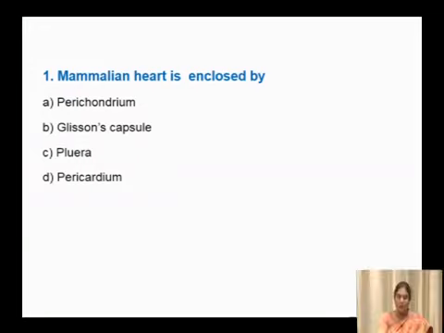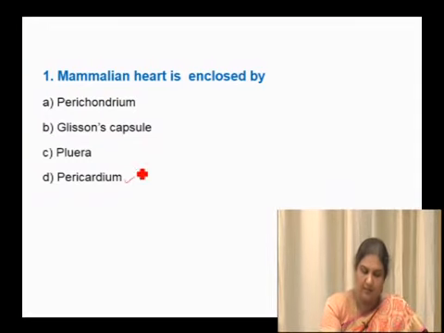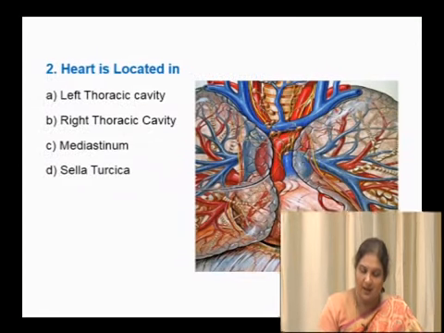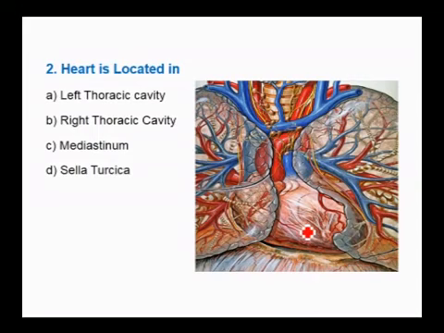Mammalian heart is enclosed by pericardium. I have told you what perichondrium is, surrounding the cartilage, the white fibrous connective tissue. Glisson's capsule encloses the liver. Pleura is the covering of the lungs. Heart is located in, be very specific as you are a biology student, the mediastinum. In between the lungs, it is mediastinum. No doubt it would be inclined towards the left side. What about the sella turcica? It's a bony case that gives protection to the pituitary gland.